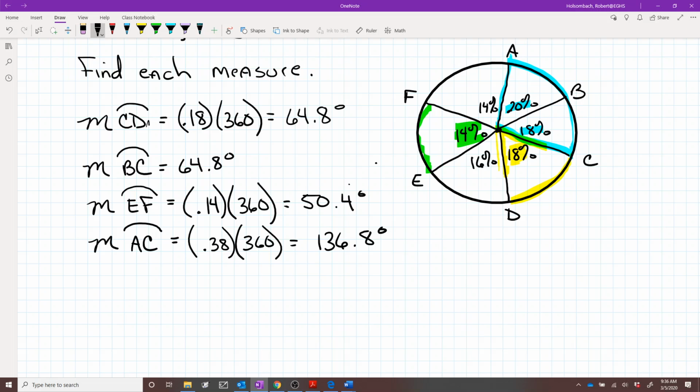So any questions on finding an arc measure when you're given the central angle as a percentage? It's just a percentage of 360. Alright, look at example 4 on the bottom of that page. You are finding each measure in circle F.